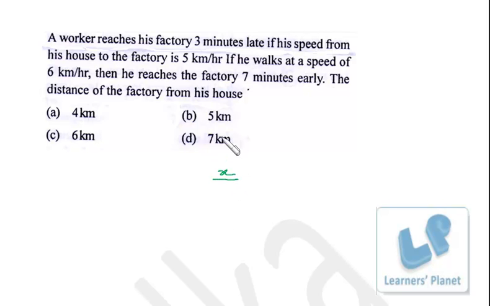If he goes x kilometer at the speed of 5 km per hour, he takes more time, and if he walks at the speed of 6 km per hour, he'll take, okay, if speed is more, time will be less. So in this case he'll be taking less time. So x by 5 minus x by 6. X distance with 5 km per hour, this is the time. X distance with 6 km per hour, this is the time.